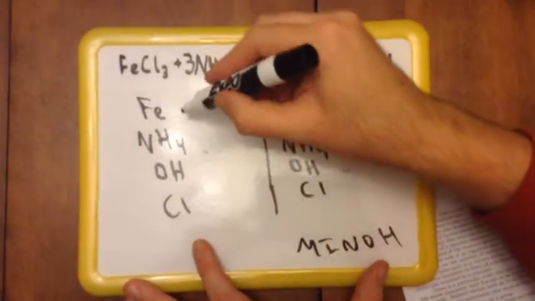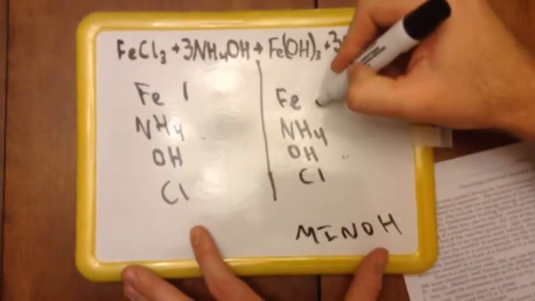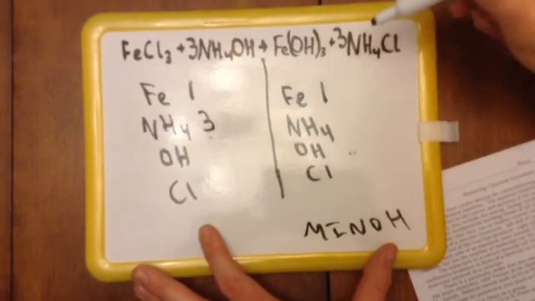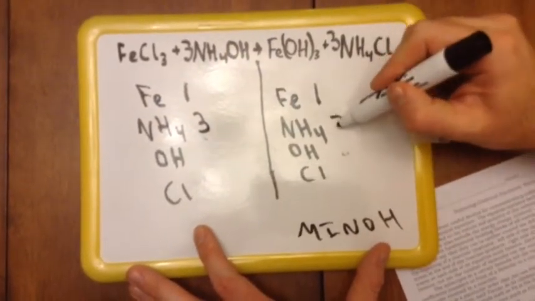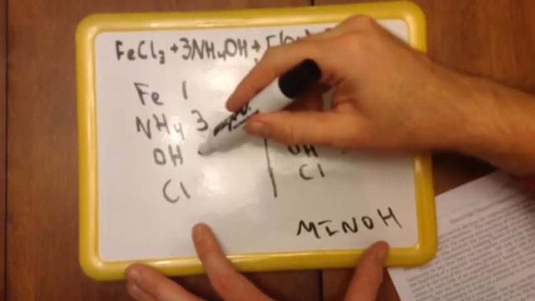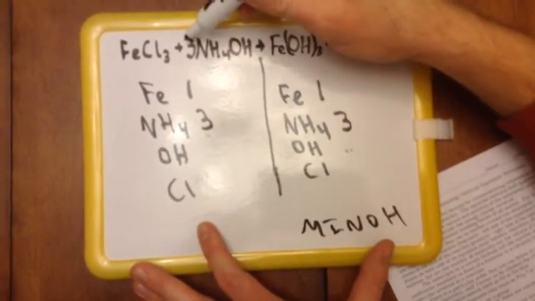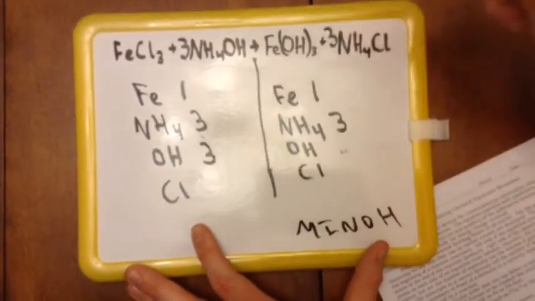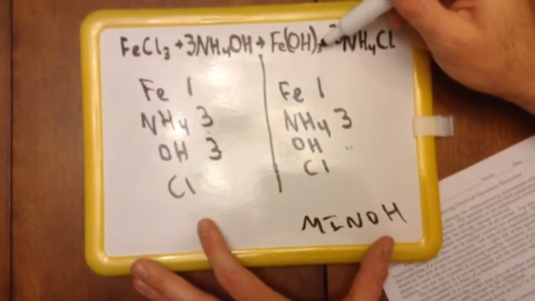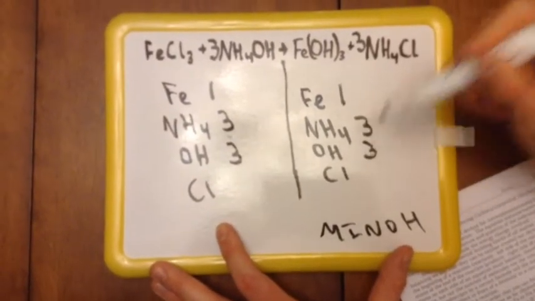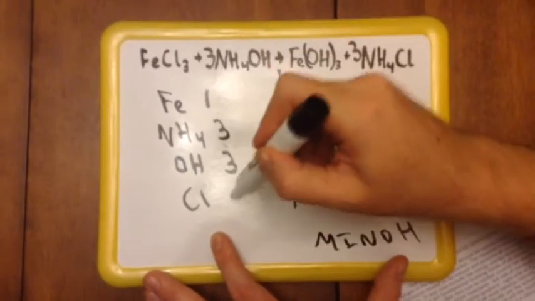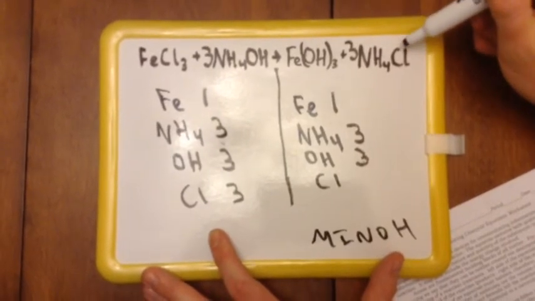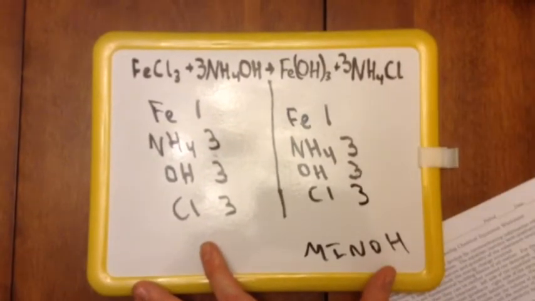Okay? Iron, 1. Iron, 1. Ammonium, which is NH4, we've got 3. How many do we have over here? 3. How many hydroxide do we have on this side? Well, this 3 distributes to the hydroxide ion. So 3. How many do we have over here? Well, the subscript tells us that we have 3. How many chlorine do we have on this side? There's 3. How many chlorine do we have on this side? Well, the 3 distributes over to the chlorine. 3. And that one's balanced.